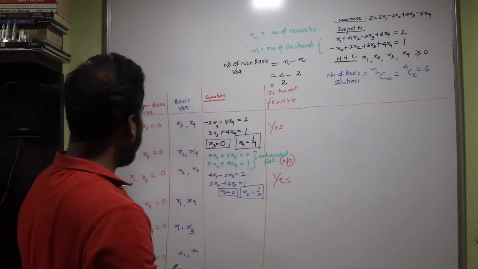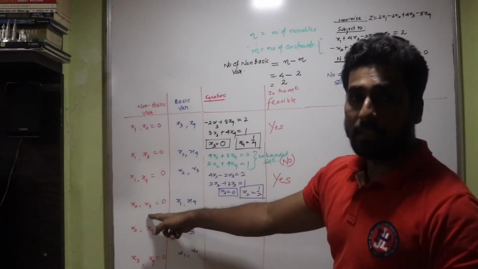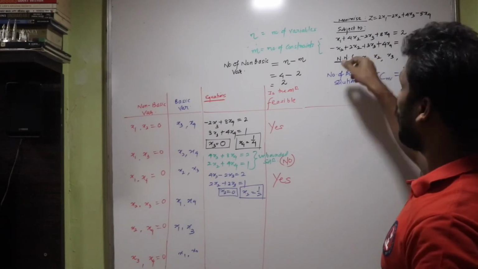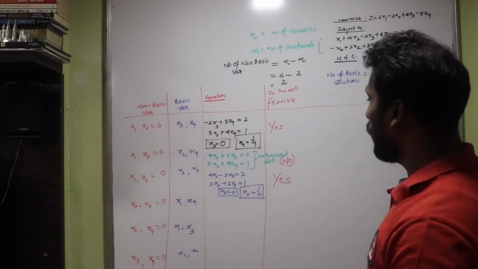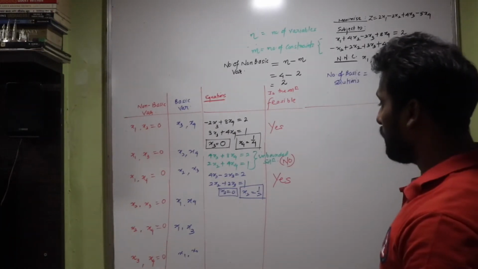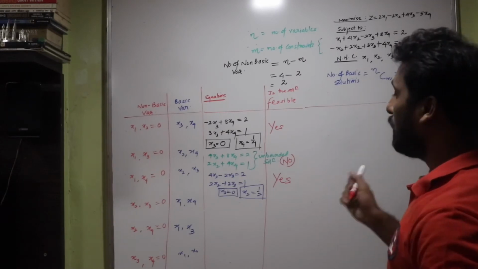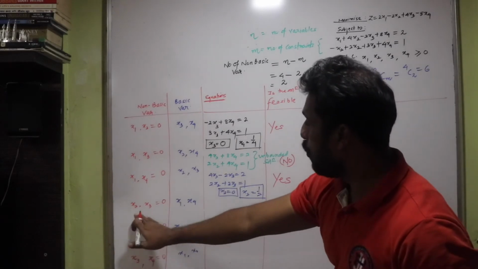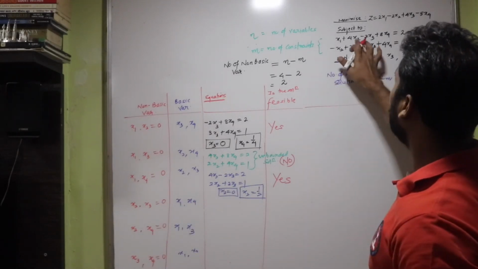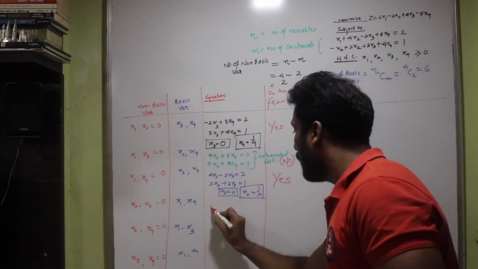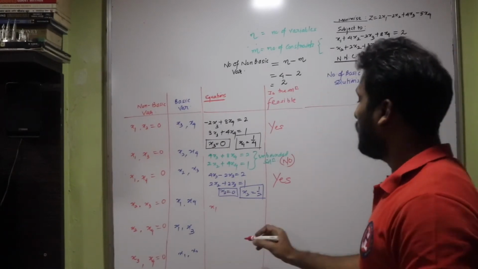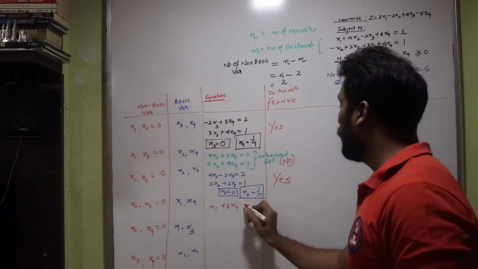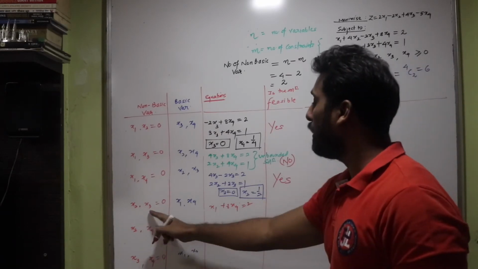So here I have taken x2 and x3 as 0. So if I take x2 and x3 as 0, what equations will I be getting? Let's write the equations. So I get x1 plus 8x4 is equal to 2.